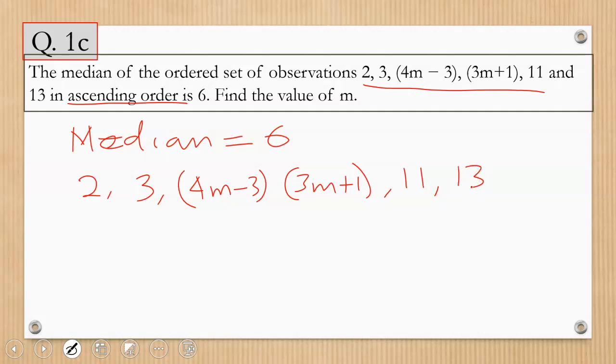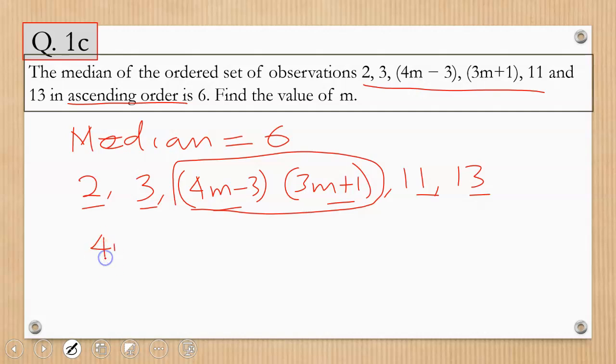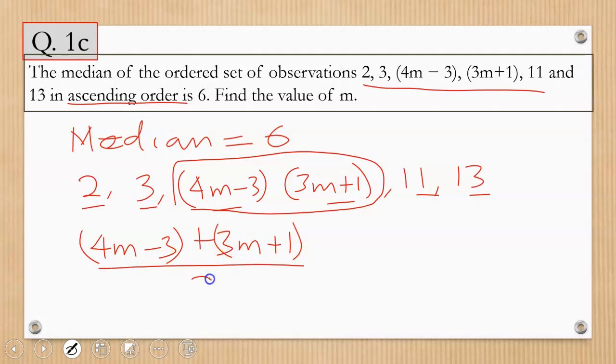Now, anytime we want to find the median, we look at the number in the middle of the set of data. If the count is odd, you see the distinct number in the middle. But if it is even, we pick the two middle numbers and find the average. Since there are six numbers, our median is going to be the average of these two middle numbers. So if I add 4m minus 3 and 3m plus 1 and divide by 2, the result will give me 6. That is what it means.